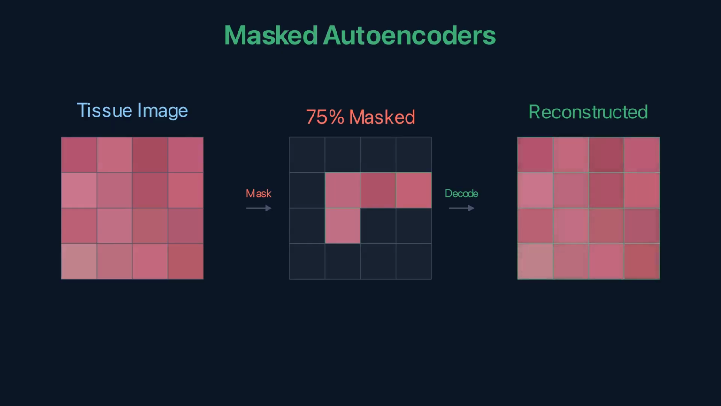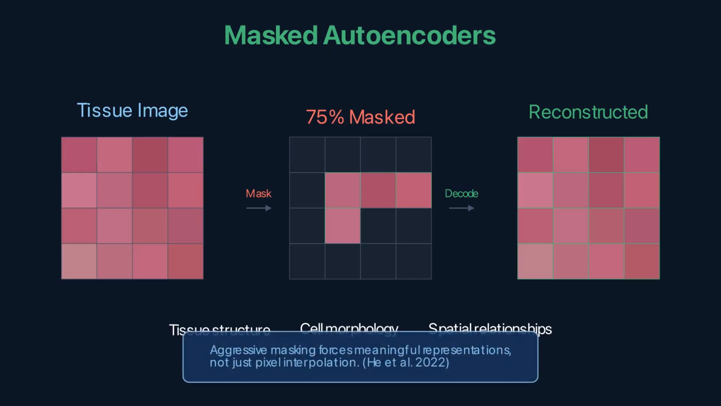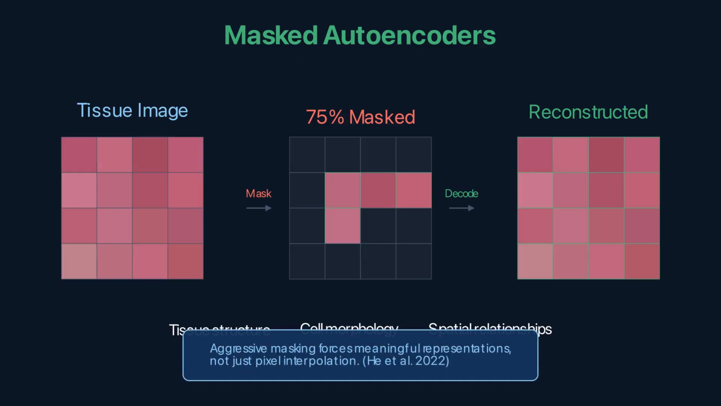To reconstruct the masked regions, the model must understand tissue structure, cell morphology, spatial organization, and staining patterns. He et al. showed in 2022 that this aggressive masking is not only sufficient but optimal. It forces the encoder to learn meaningful representations rather than interpolating from nearby pixels.